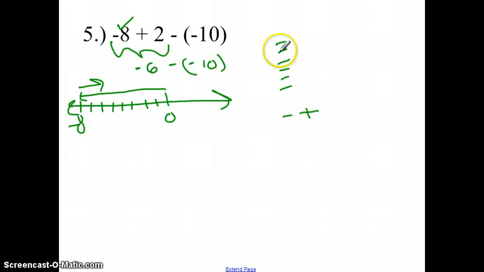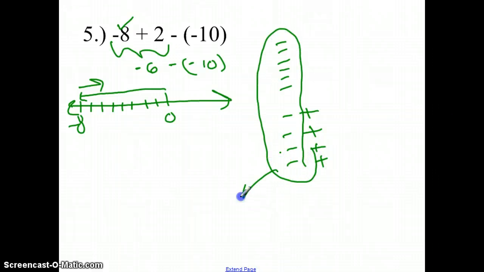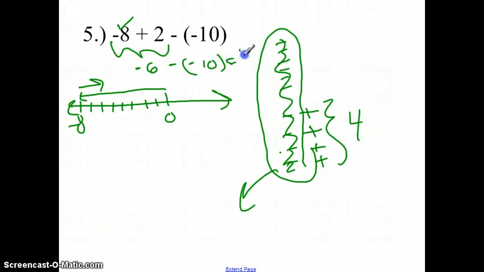that's a 0 pair. This all still equals negative 6. Here's another 0 pair, another 0 pair, another 0 pair. So this all equals negative 6. We haven't changed the value. So now we have negative 6, take away 10 negatives. Well now, here's 10 negatives. If we take all those away, so now these are all gone, we're left with 4 positives. So this is equal to 4.